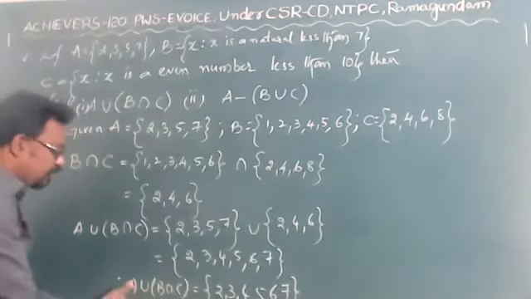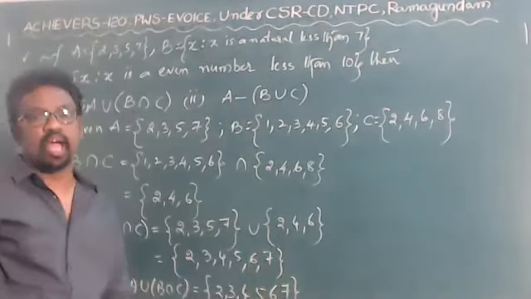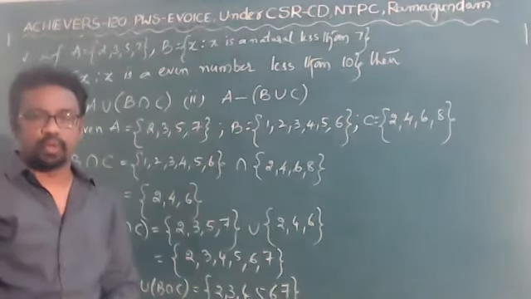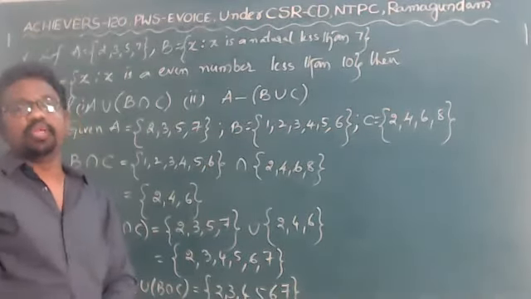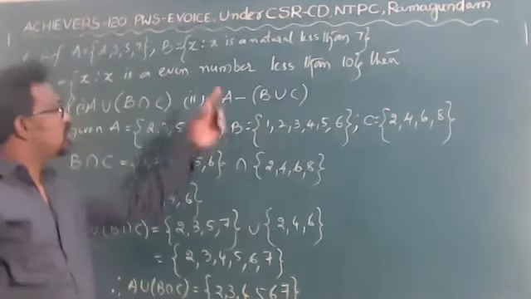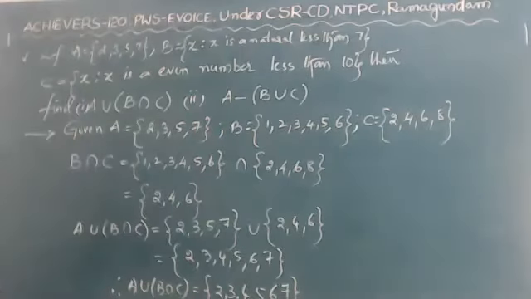And finally, therefore, A union B intersection C is equal to this, and this is the result. I hope you understand very well, children. Now we'll go with the second one. A minus of B union C, with the same ABC sets.